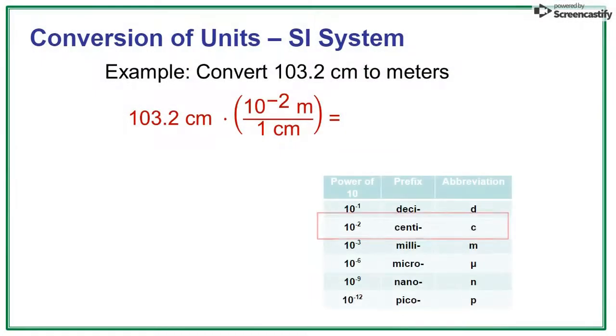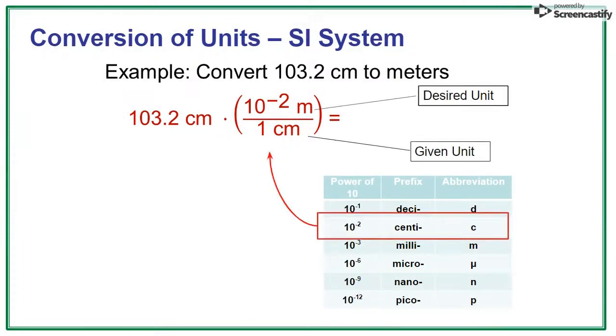To convert among SI units, simply apply a conversion factor using the appropriate power of 10, in which the desired unit is in the numerator and the given unit is in the denominator. The centimeter units will cancel, leaving the result in meters.